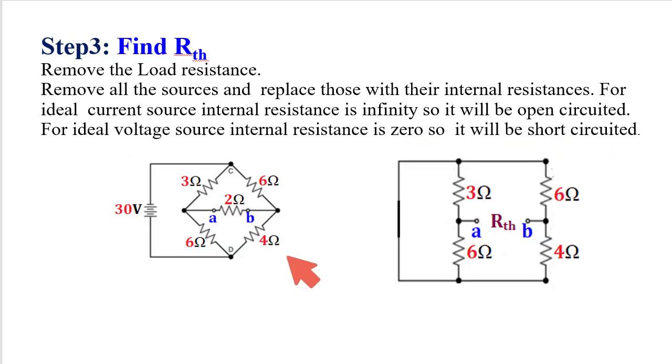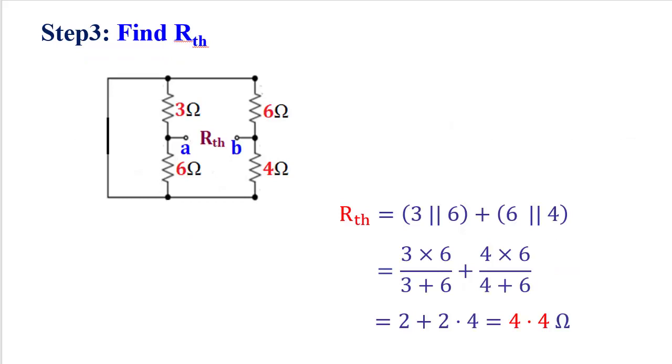To find RTH, this load resistance 2 ohm will be disconnected and the source will be replaced by its internal resistance. As this is a voltage source, it will be short circuited. What will be the resistance between points A and B? To calculate the value of resistance, we need to check which resistances are in series and which are in parallel. If it is difficult to understand, then we may redraw this circuit as in this figure.